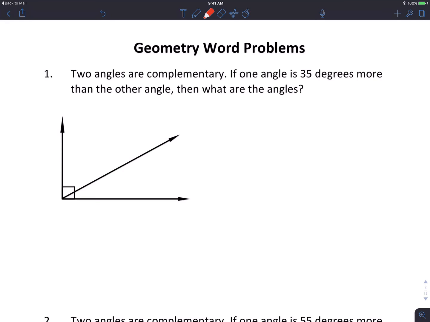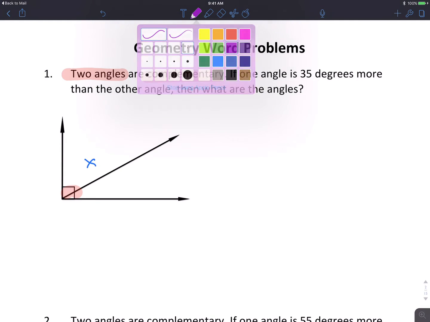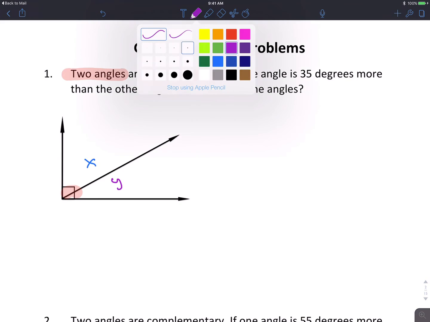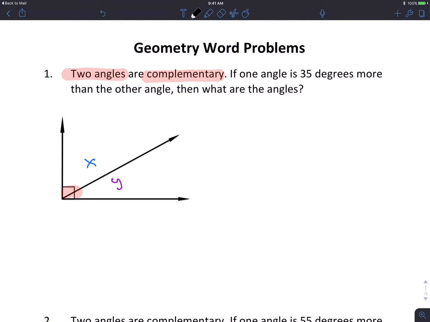In this geometry word problem section, let's recall that we have the statement that two angles are complementary. So we're saying two angles here are complementary, which is why we have the complementary angle geometric model here. Now we don't know what those angles are, so we're going to call one of the angles x and the other angle y. Since they're complementary, the sum of the two angles should be 90 degrees, and that's what it means by two angles are complementary. So we have x plus y is 90.